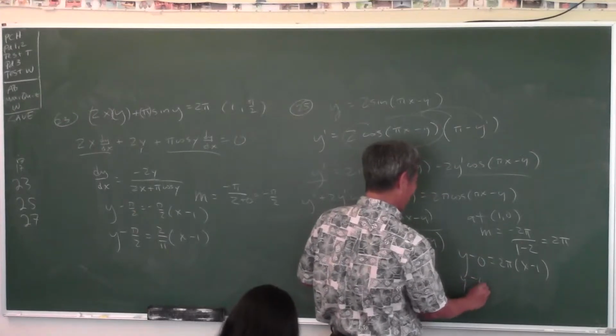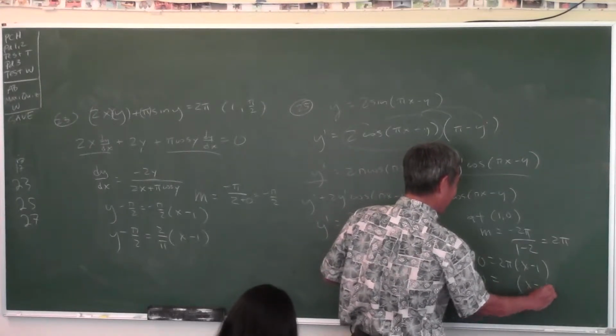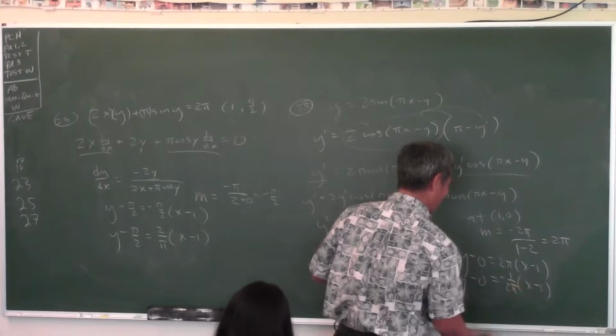The normal line is the same thing as the tangent line, except you make the slope the negative reciprocal.